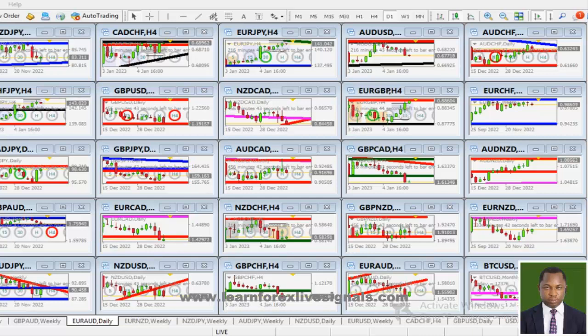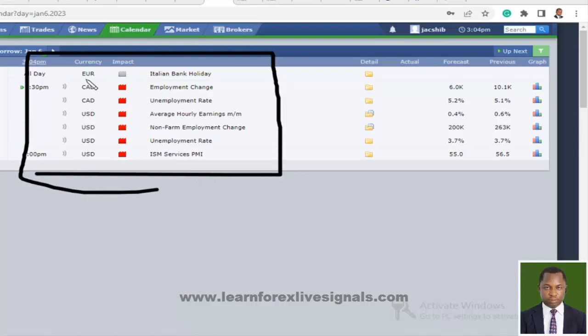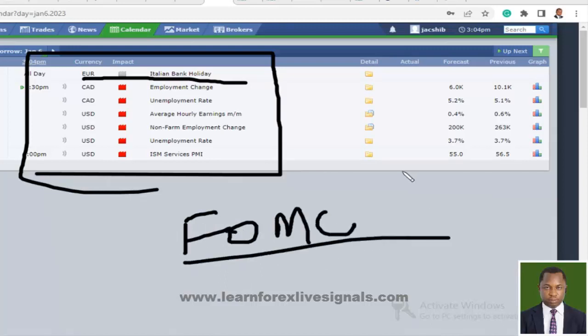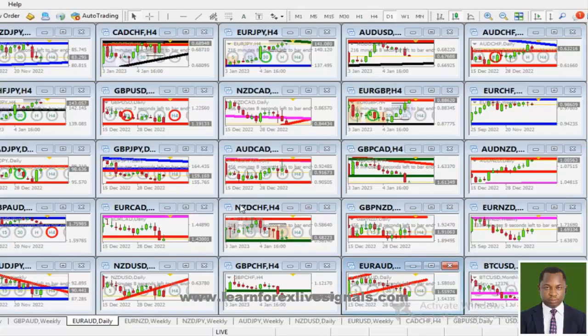In this review we are going to be looking into quite a number of pairs ahead of the FOMC tomorrow. If you look into the Forex Factory economic calendar, you will see that we have the FOMC tomorrow. Apart from the bank holiday coming from the euro axis, the Canadian dollar and the American dollar as usual will face some heat with the FOMC by tomorrow. So let's look into the charts and conduct a brief, random analysis through the charts.